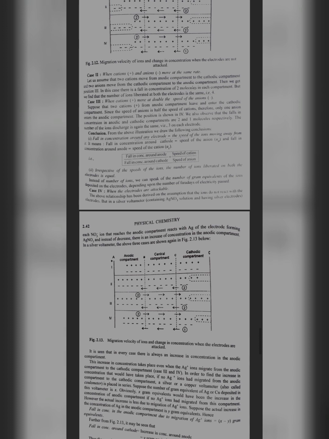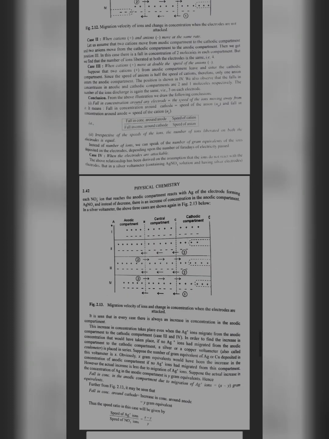Case 3, when the cation moves at double the speed of the anion. Suppose that two cations leave the anodic compartment and enter the cathodic compartment. Since the speed of the anion is half the speed of the cation, only one anion enters the anodic compartment. The position is shown as fourth. We also observe that the falls in concentration in the cathodic and anodic compartments are 2 and 1 molecule respectively.